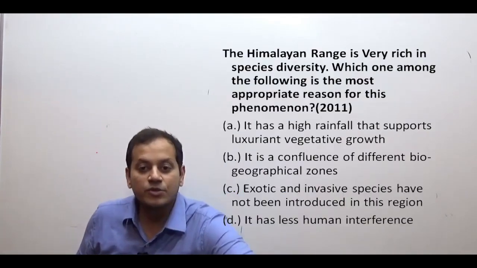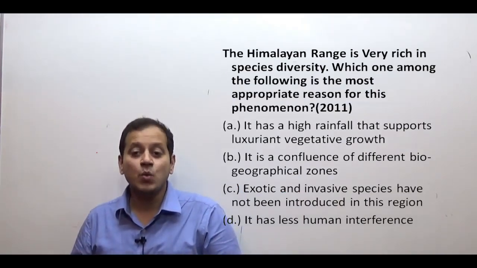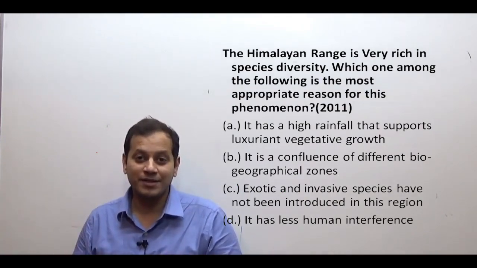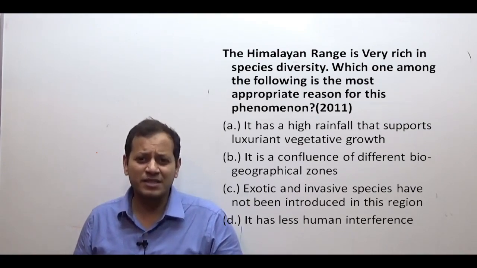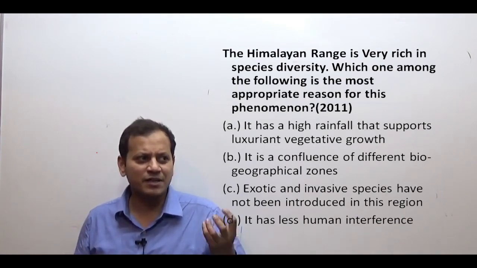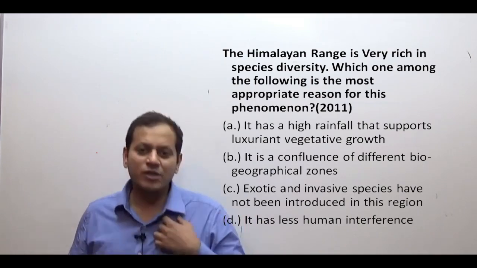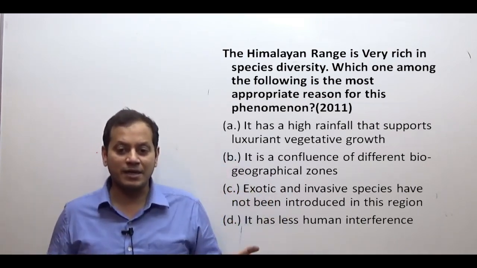Then the next question. The Himalayan region is very rich in species diversity. Which one of the following is the most appropriate reason? Now, why is there a high species diversity? Is only heavy rainfall a necessary condition for high species diversity? Species diversity will be high if there are different climatic conditions. So, yes, rainfall is one criterion, but they are asking you to find the most appropriate one.